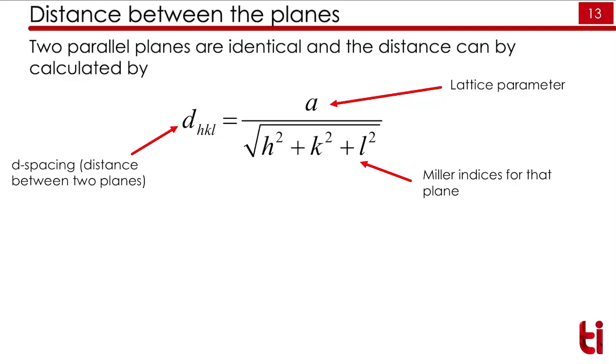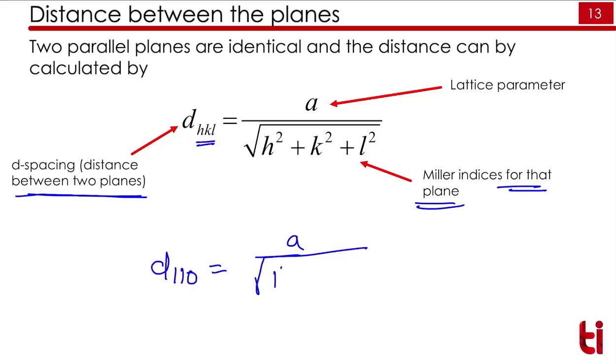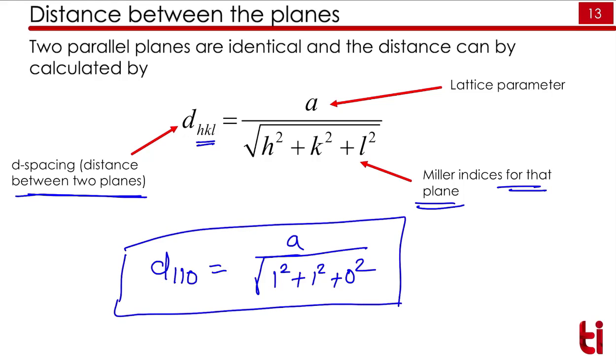d is called as d spacing or distance between two planes. hkl are the Miller indices of that particular plane. a is the lattice parameter, and hkl are the Miller indices for that particular plane. For example, I will write it here. d110 is equal to a upon under root 1 square plus 1 square plus 0 square. So if I want to find out the distance between two 110 planes, I have to use this formula. This d is called as d spacing or interplanar spacing.